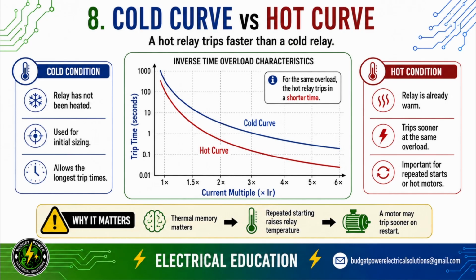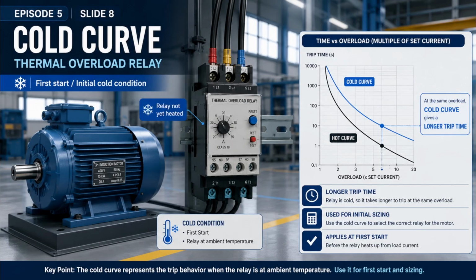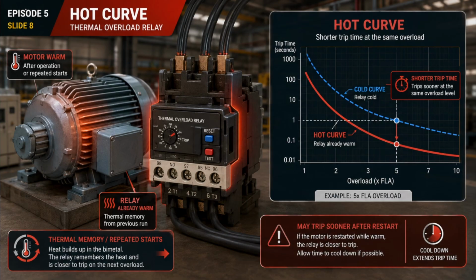This becomes very important when a motor is started repeatedly. After one start, the overload relay may still be warm. If we immediately restart the motor, the next starting current may cause the relay to trip earlier than expected. This is called thermal memory. So in real applications, repeated starts and hot operating conditions must be considered, not only the cold trip curve.